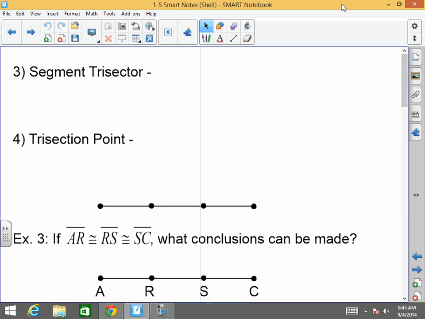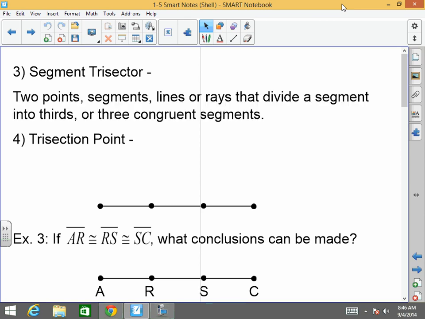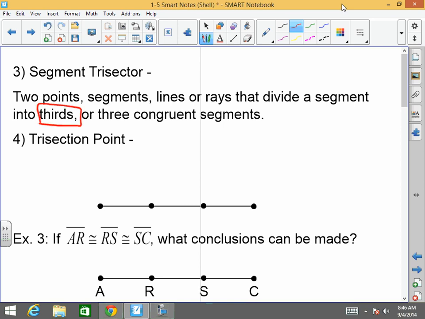Now, a segment trisector, surprise, surprise. I know this is not going to be too out there for you. A trisector, think of a tricycle, a tripod. We're talking about three different objects. A segment trisector basically is made up of 2 points, 2 segments, 2 lines, or 2 rays that divide a segment into thirds, or 3 congruent segments. Again, not much of a reach.